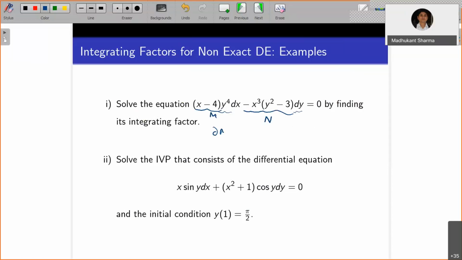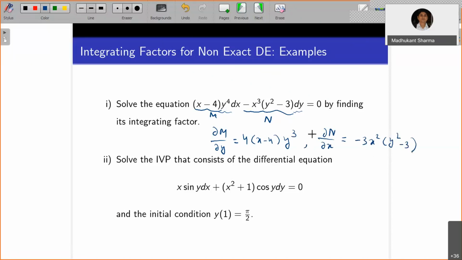What is ∂M/∂y for this case? It is going to be 4x minus 4y³. And what is ∂N/∂x? That equals minus 3x²y² minus 3. Now, both of them are not equal, right? So it's a non-exact differential equation.